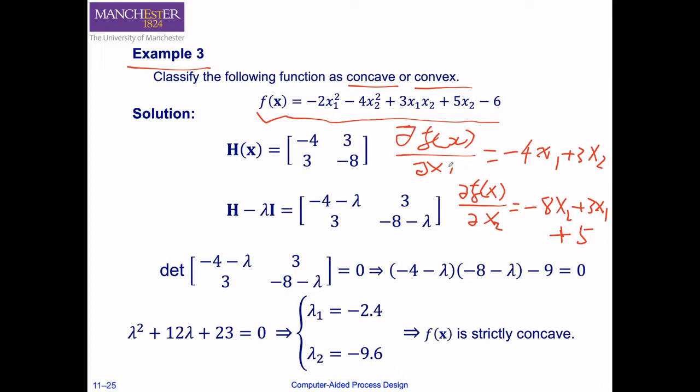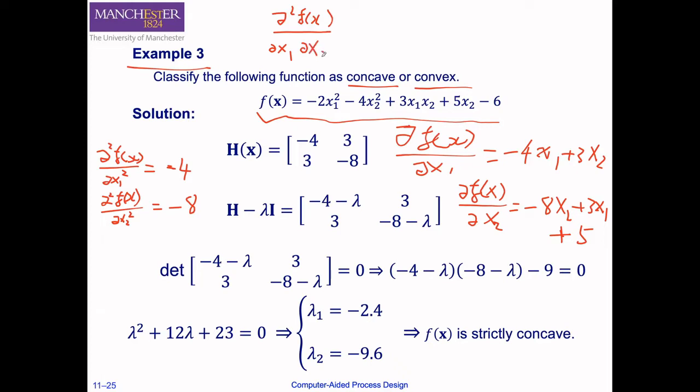Then we can calculate the second partial derivative of f(x) with respect to x1, which is equal to minus 4. We continue to calculate the second partial derivative with respect to x2. That should be equal to minus 8. We calculate the second partial derivative of f(x) with respect to x2 first, and then x1, which is equal to the second partial derivative with respect to x1 first, and then x2. Both are equal to 3.